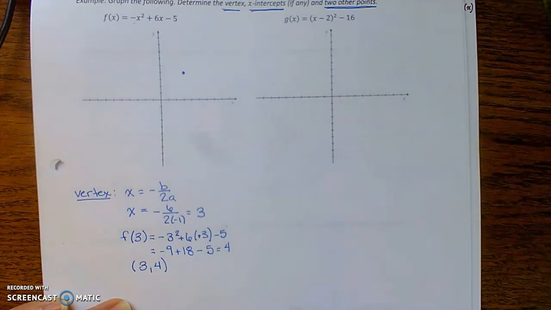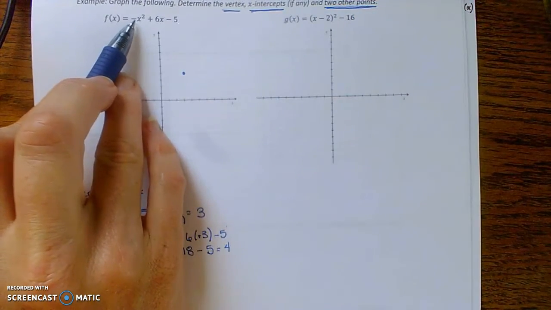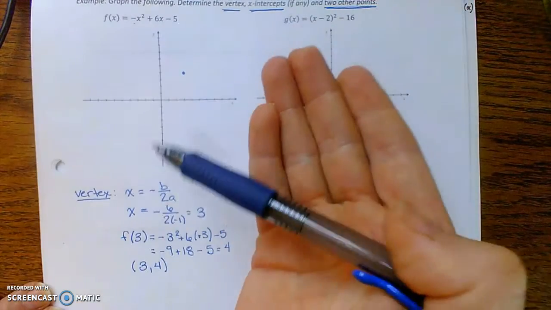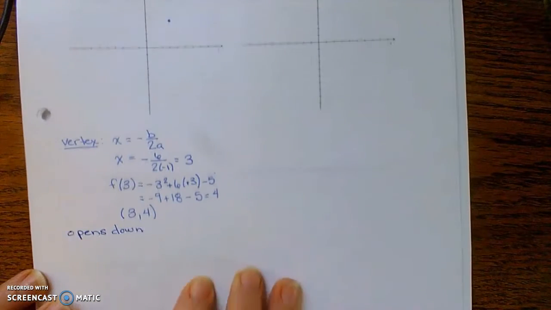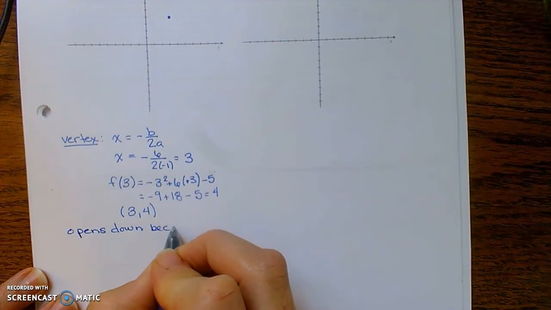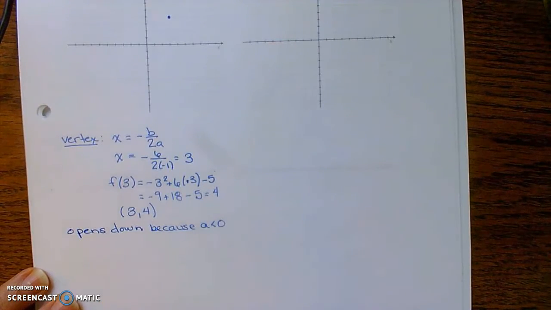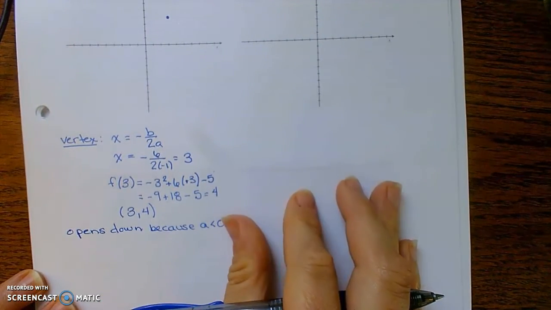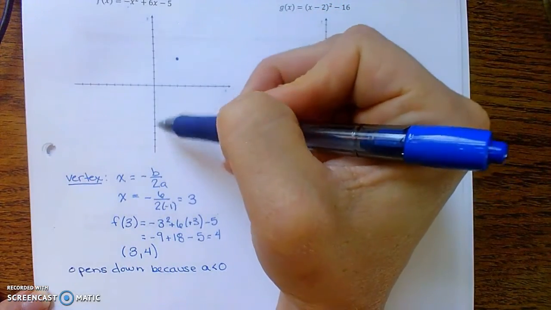There's my vertex. The other thing I know is that because there's a negative in front of the x squared, the graph has been flipped down, so it opens down. It opens down because a is negative, right? The coefficient of x squared is negative. So just thinking ahead, it's going to be a parabola looking like this.